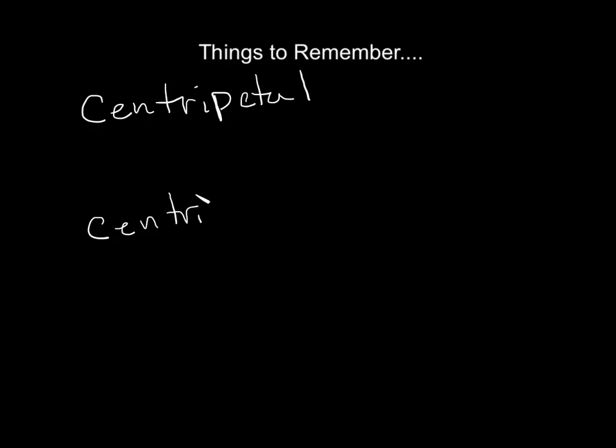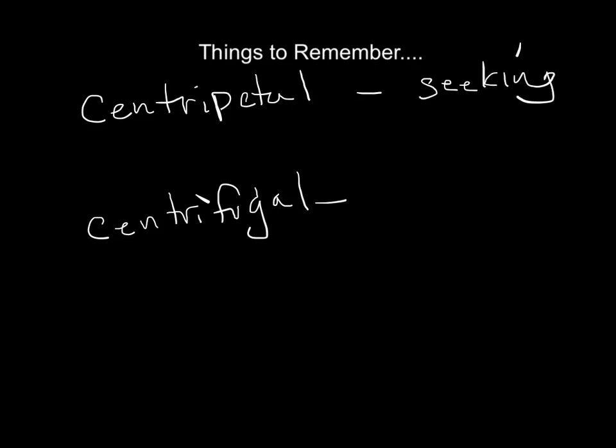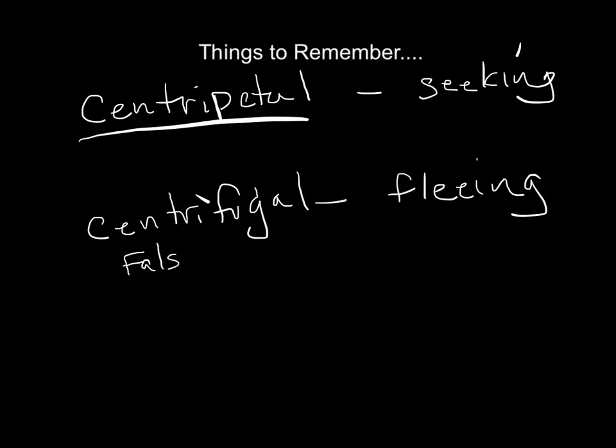So, what things should you remember? First of all, remember the difference between centripetal and centrifugal. One is center seeking, and the other is center fleeing. One of them is a real force, and the other one is a false force that only exists within a rotating frame of reference. To find the centripetal force, you need the mass, times the velocity squared, divided by the radius.